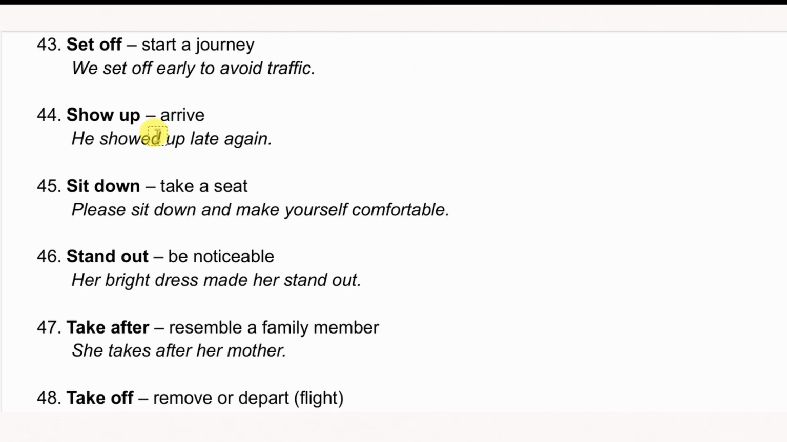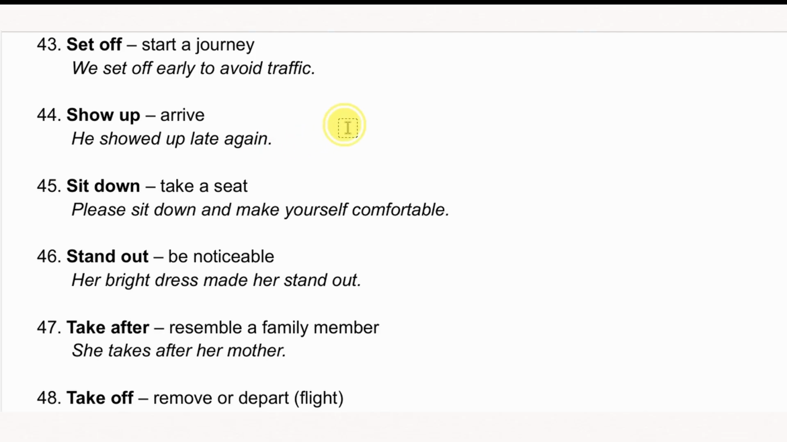So we also have to show up. This is 44. To show up, this is to arrive. For example, he showed up late again. He showed up late again means he arrived late again. Or you can also thank someone for showing up. Thank you for showing up means thank you for coming, thank you for arriving. To show up means to arrive. Or, will you show up tomorrow? Will you arrive tomorrow? Will you come tomorrow?